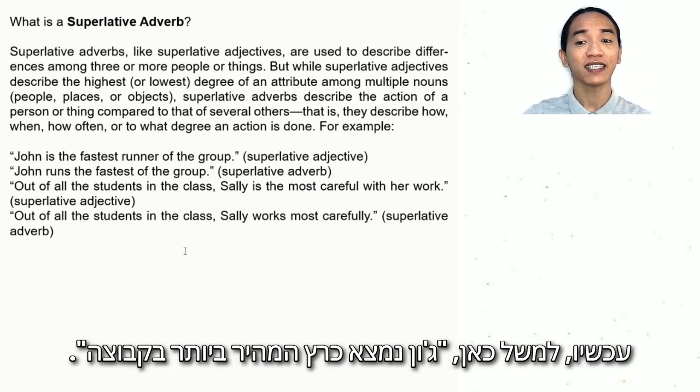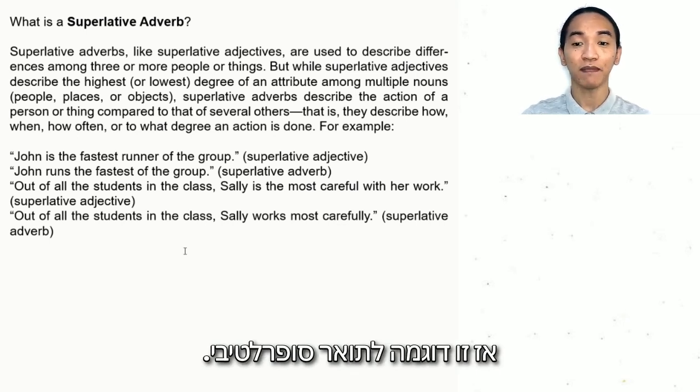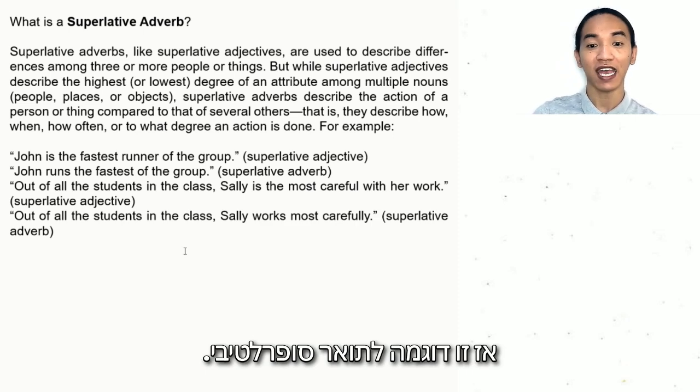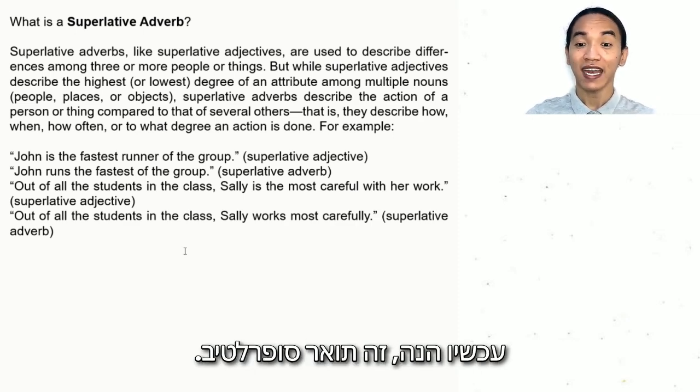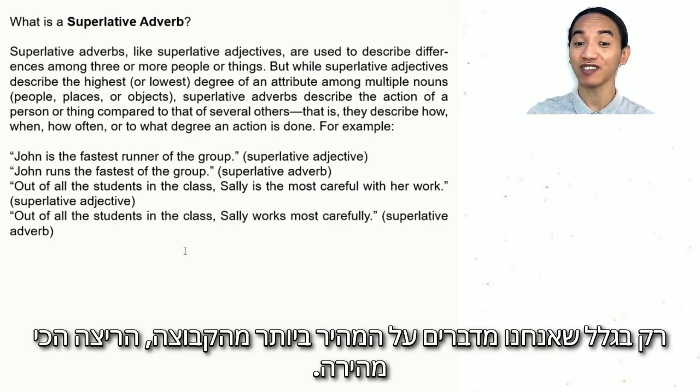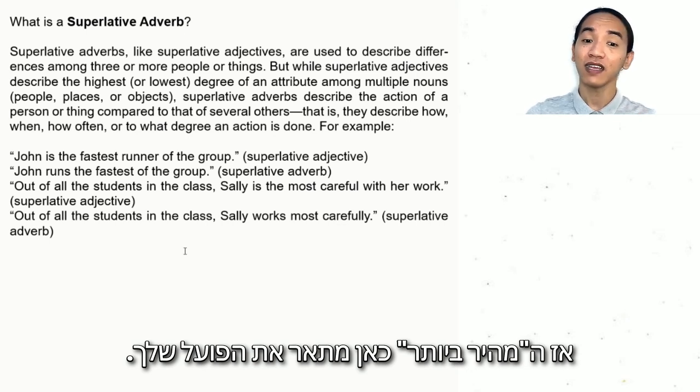Now, for example, here, John is the fastest runner of the group. So this is an example of superlative adjective, okay? Fastest runner, because it describes a noun. John runs the fastest of the group. Now, here, this is a superlative adverb just because we are talking about the fastest of the group, the runs the fastest. So, the fastest here describes your verb run.